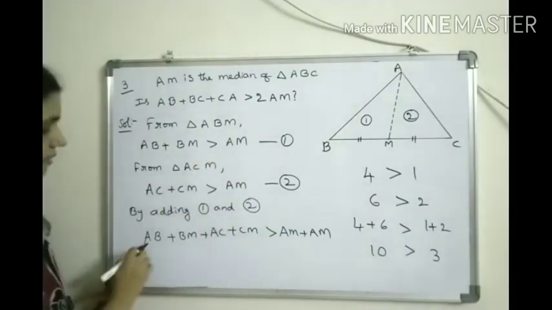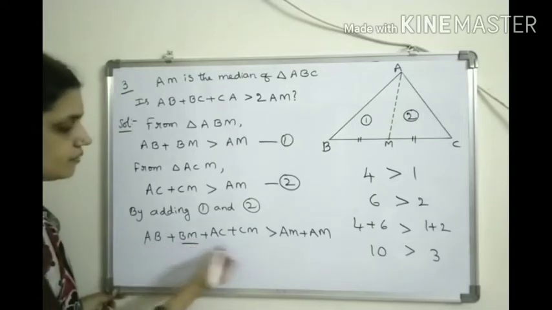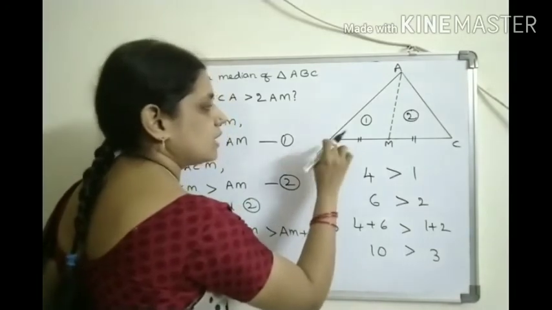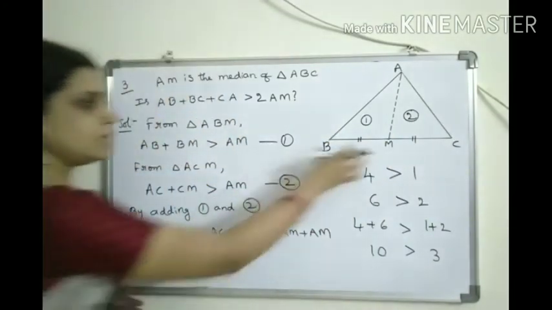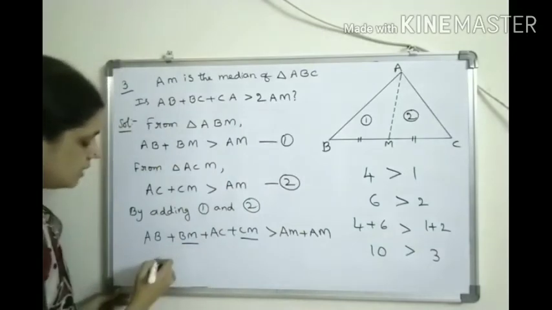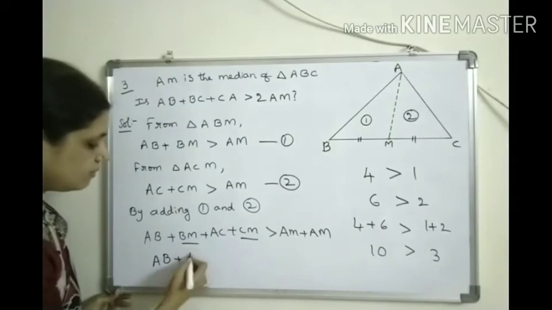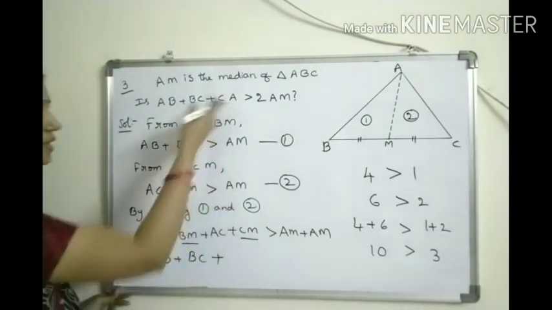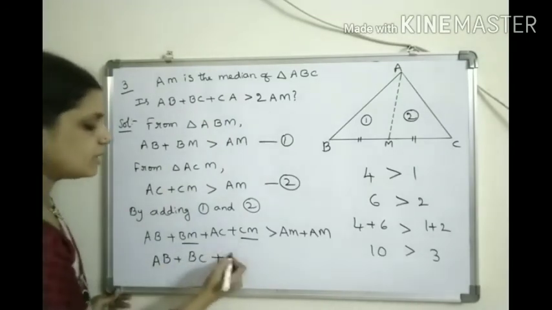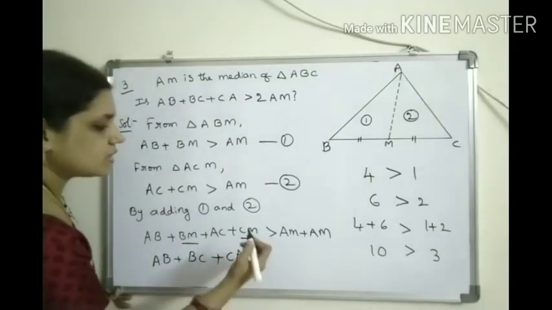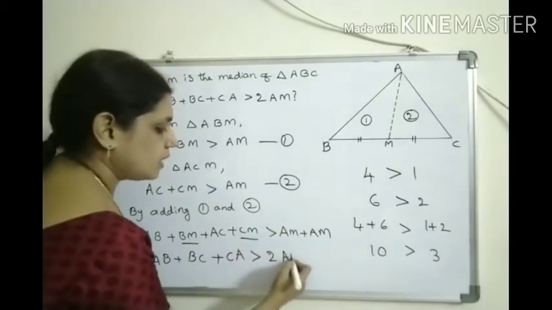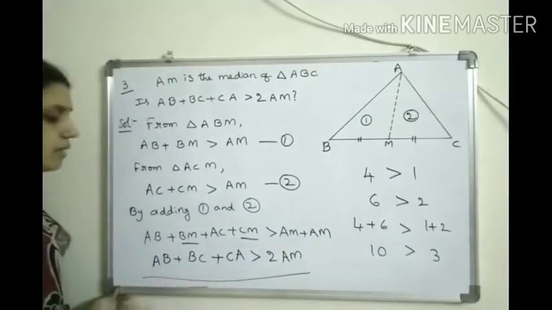Now if you observe here, BM plus CM, BM plus CM, what you will get? That is BC. BM plus CM is BC. So in place of BM plus CM, we can write BC, plus AC or CA. Actually in the question it is given CA. So AC can be written as CA also. So we are writing like that, AM plus AM. AM plus AM is 2AM. So in this way we can prove.